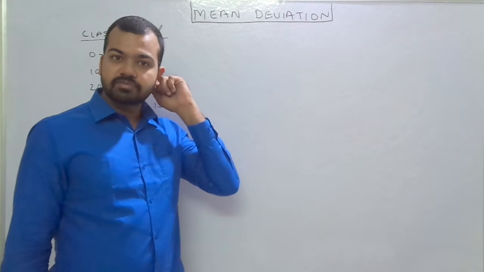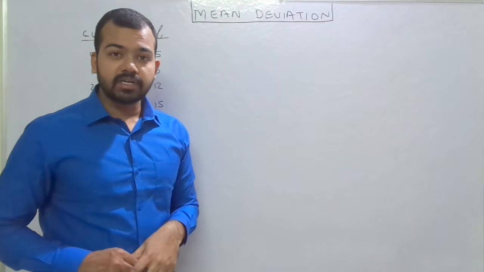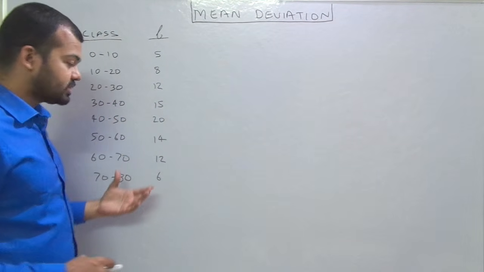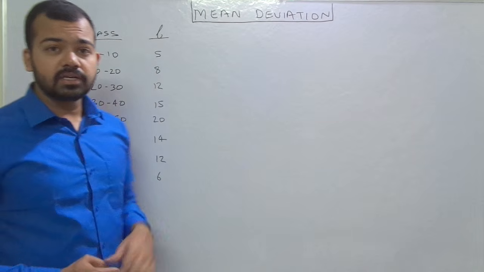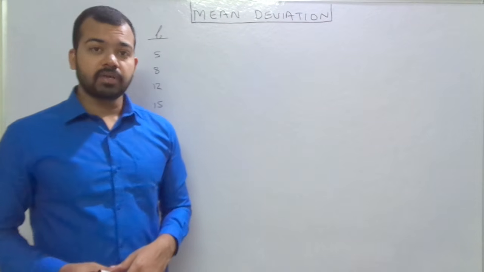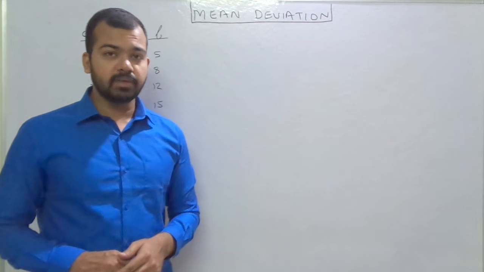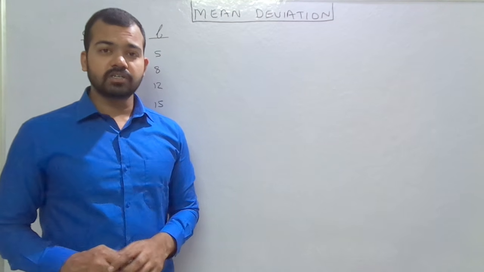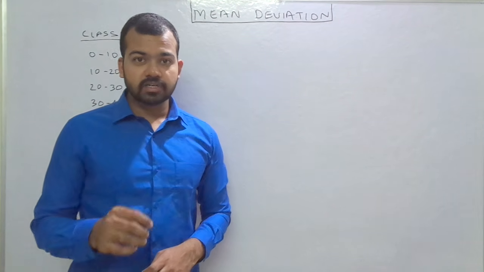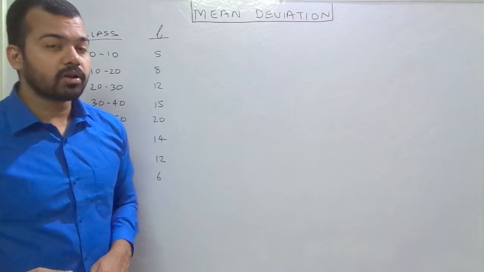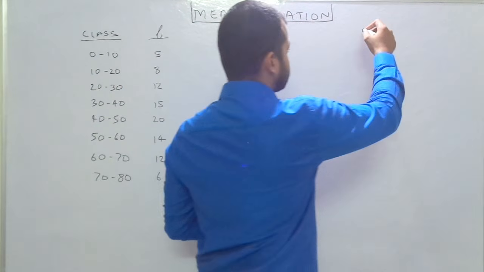We'll discuss in this video how to calculate mean deviation from the given continuous series. This is the continuous series and we need to calculate the mean deviation from median. We can also calculate mean deviation from mean or mode, but in this question we are calculating mean deviation from median only. Now first understand, write the formula for the mean deviation.